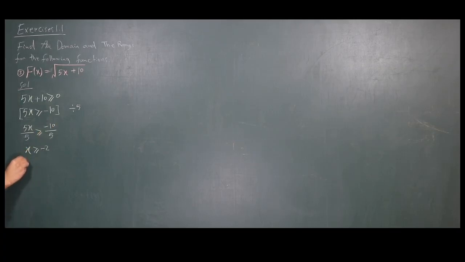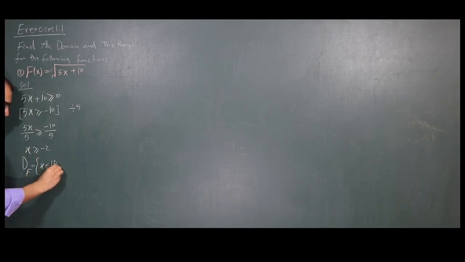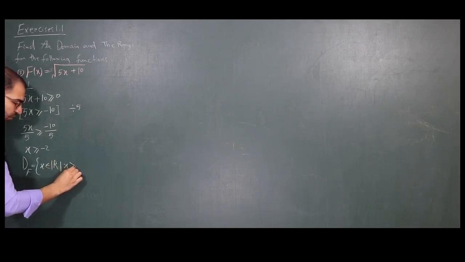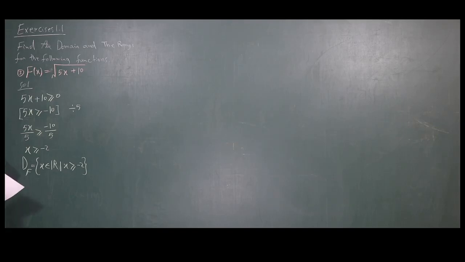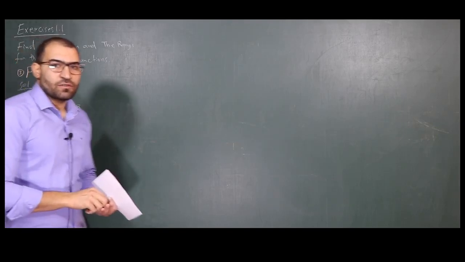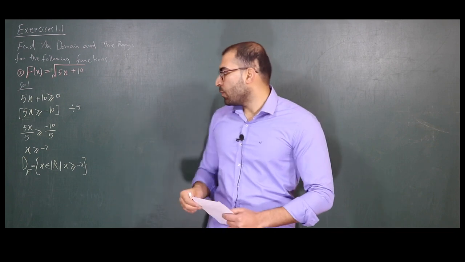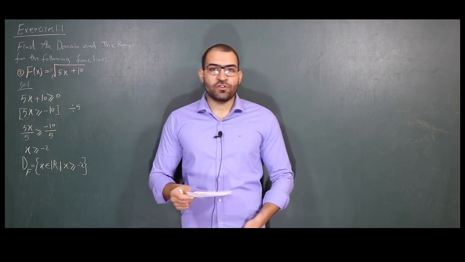So the domain of the function, let me call it y of x, it doesn't matter, so I'm going to call it capital Y as they did in the exercise in the book. It will be all x in the real line such that x should be greater than or equal to minus 2. Okay, we found the domain of this function. Now we're going to move to find the range of this function.